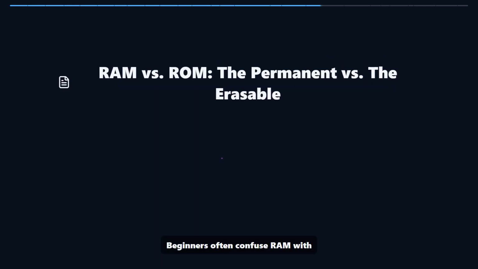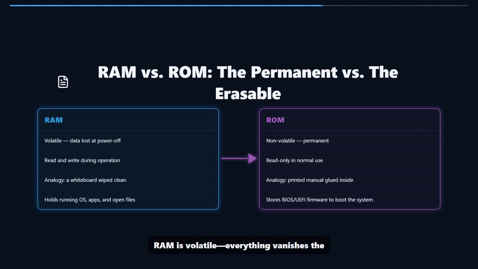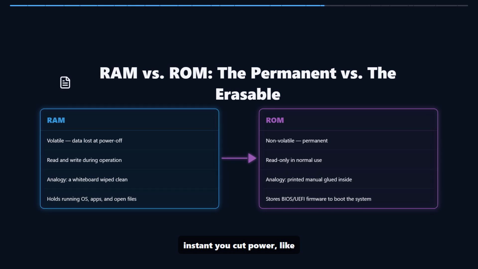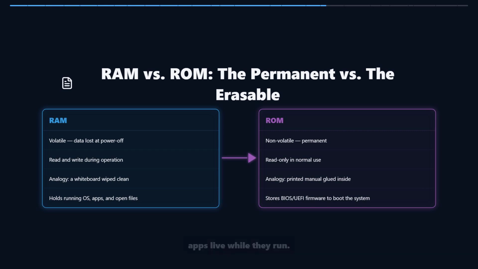Beginners often confuse RAM with ROM, so let's settle it. RAM is volatile. Everything vanishes the instant you cut power, like a whiteboard wiped clean. It's where your operating system and apps live while they run.